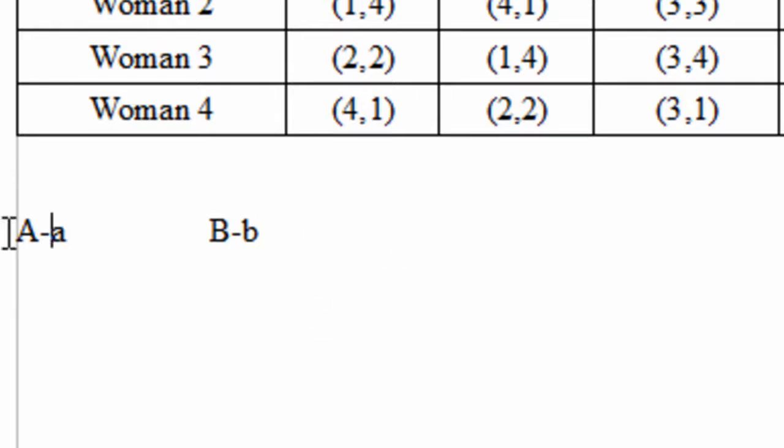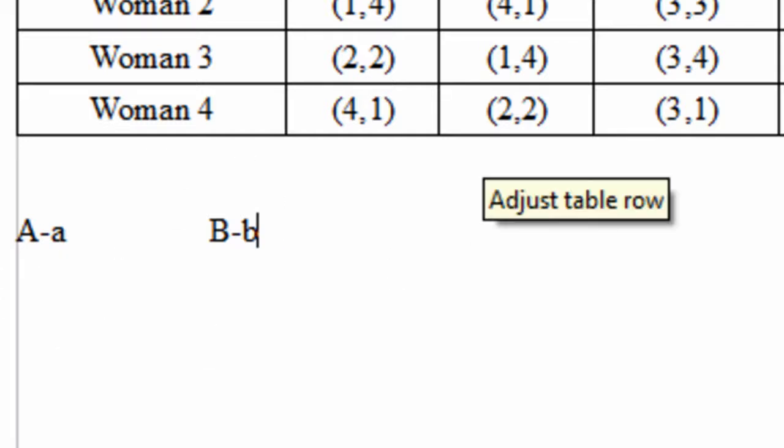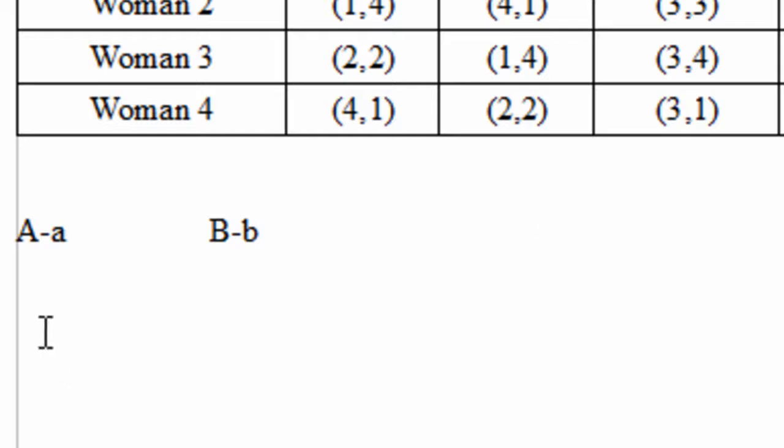So this would have to be stable, and this can be done for an increasing amount of up to n men and women, and so this algorithm does give you a complete stable marriage every time.